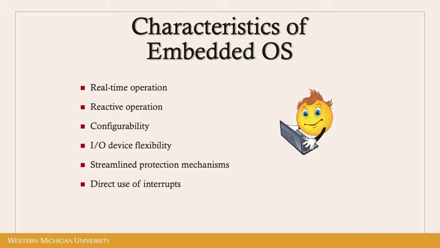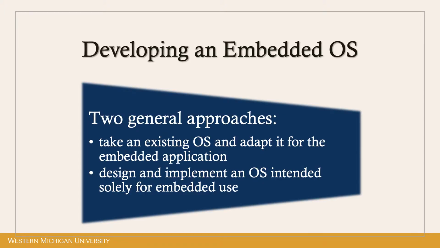So when we develop an embedded operating system, we have two general approaches. We can take an existing operating system and adapt it for the embedded application, or I can design and implement an OS intended solely for embedded use. So, I could take a Linux kernel and strip it way down, right, and adapt it for some embedded application, or I can just start from scratch and develop the entire operating system right from the ground up.